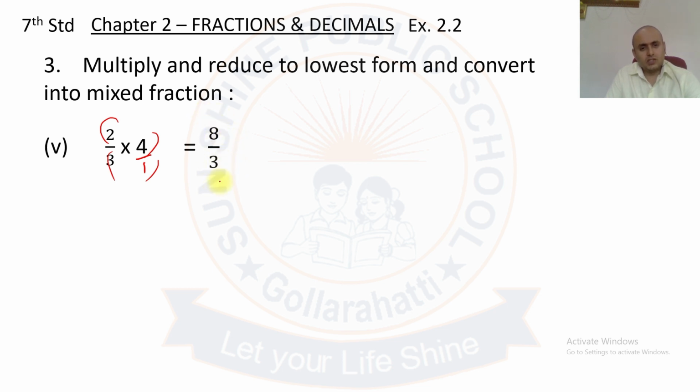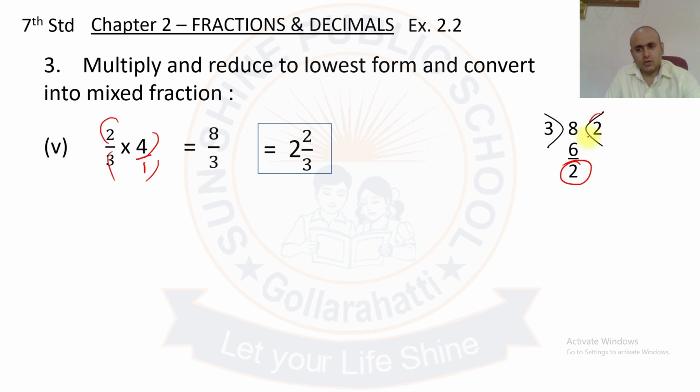We cannot simplify this to its lowest form, and to convert an improper fraction to a mixed fraction we have to divide 8 by 3. So if we divide 8 by 3, 3 2s are 6 and 2 is a remainder. This 2 is a whole number.